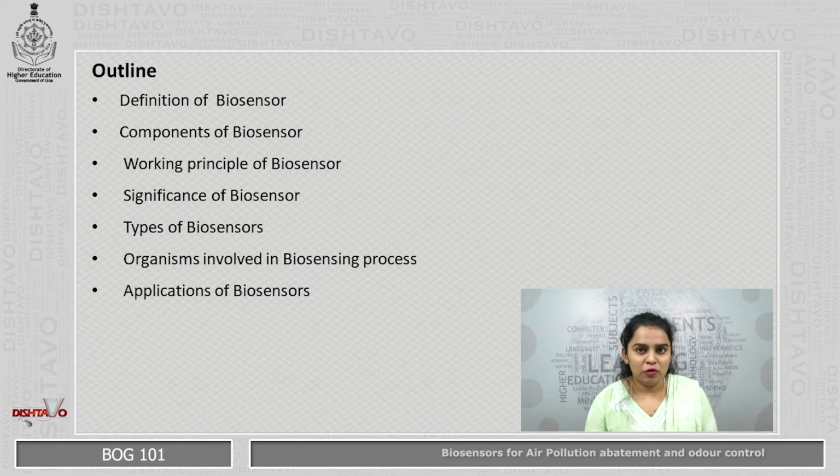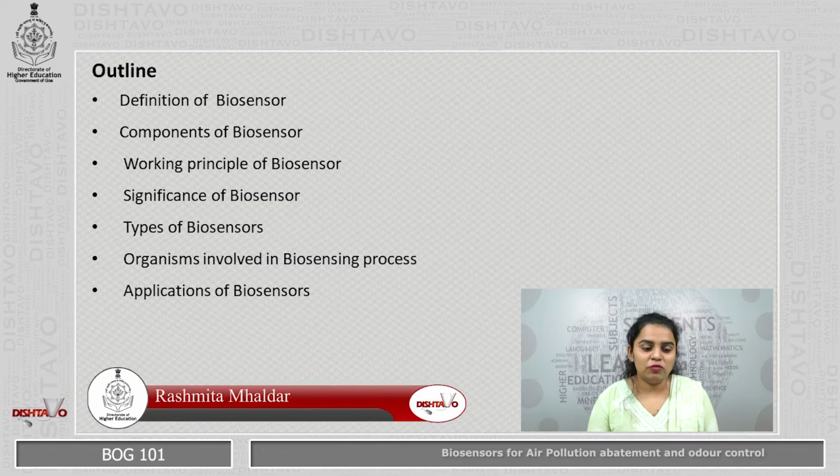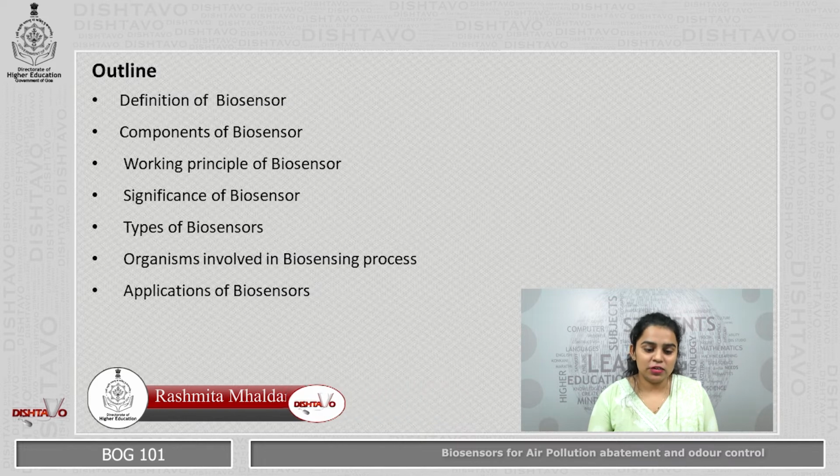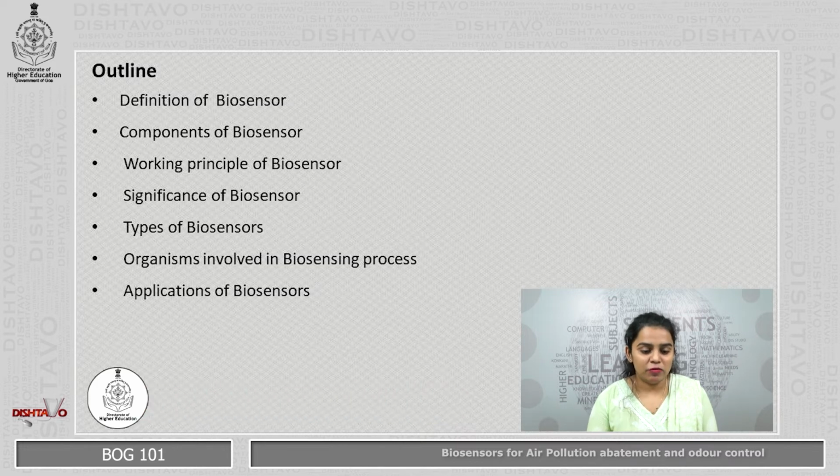So the outline for this module is definition of biosensors, components of biosensors, working principle of biosensors, significance of biosensors, types of biosensors, organism involved in biosensing process and applications of biosensors.